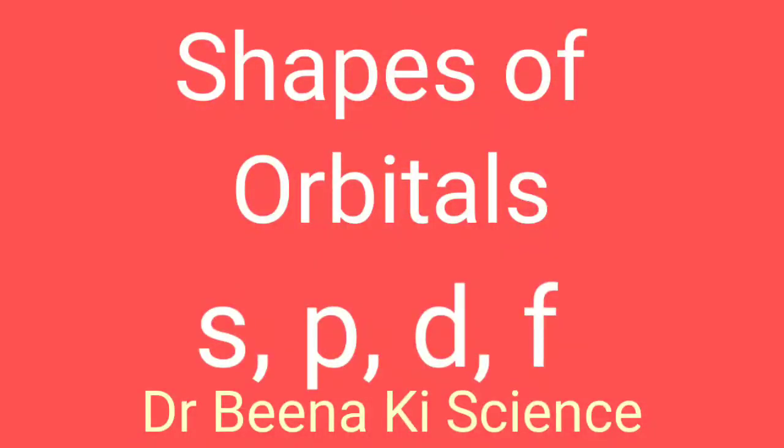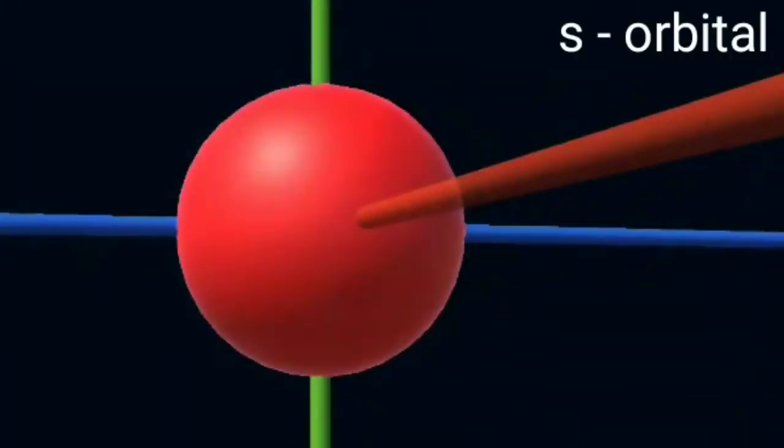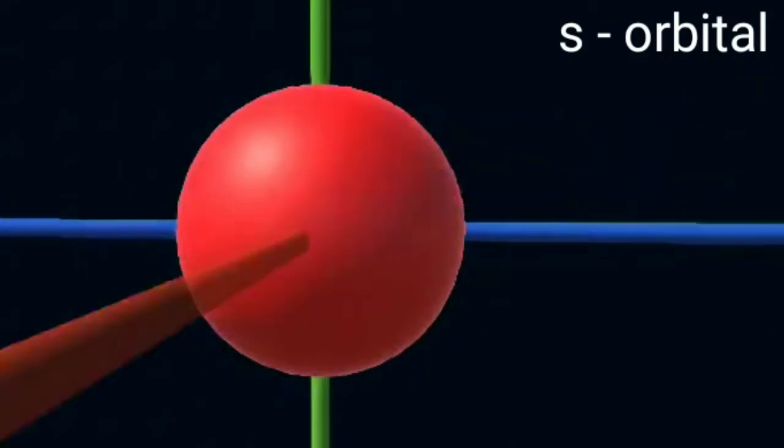Hello, we are going to watch shapes of different orbitals: s orbital, p orbitals, d orbitals and f orbitals. Hope you will enjoy the shapes of these orbitals and have fun. This is the shape of s orbital.